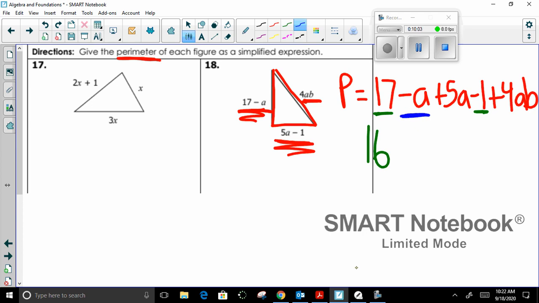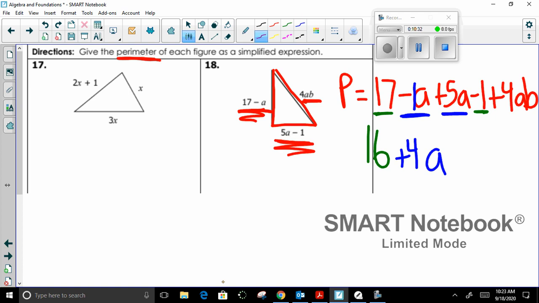Negative a. What coefficient is in front of that a? Remember, the number in front of the variable is your coefficient. So between the negative and the a, I have a 1. Or between the subtraction and the a, which is the same thing. So a's with a's. It looks like I have another a here. Keep the like term. Do what the numbers ahead of them say. Negative 1 plus 5 is positive 4a.